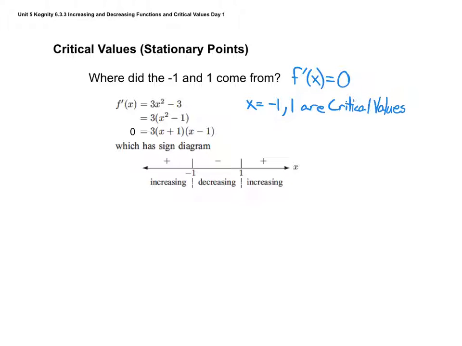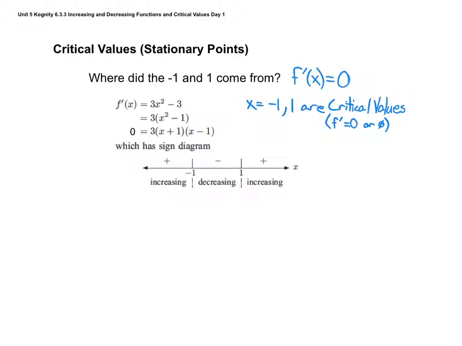Now, there is one other case where we get critical values, and that's the value of x that would make the derivative undefined. Okay? But a critical value is a value of x that makes f prime equal 0 or undefined. Okay? So those are the values of x, the critical values.